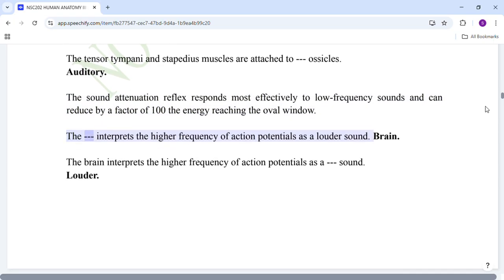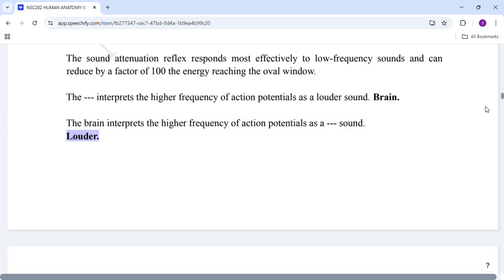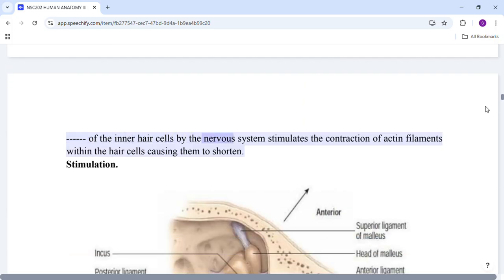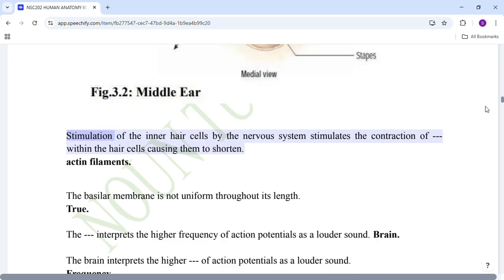The brain interprets the higher frequency of action potentials as a louder sound. Stimulation of the inner hair cells by the nervous system stimulates the contraction of actin filaments within the hair cells, causing them to shorten.